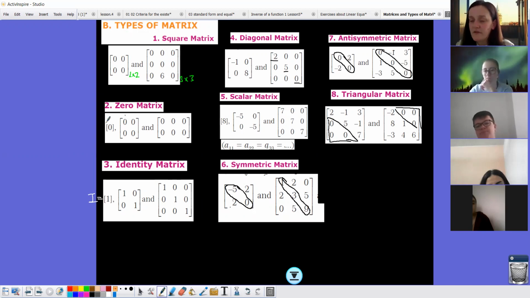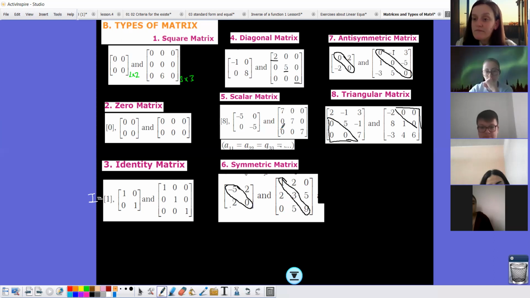Teacher, can a matrix be a combination of two of them, for example, triangular and others, in one matrix? What do you mean, two of them? A scalar matrix and, let's say, symmetric? Yes, teacher, for example.